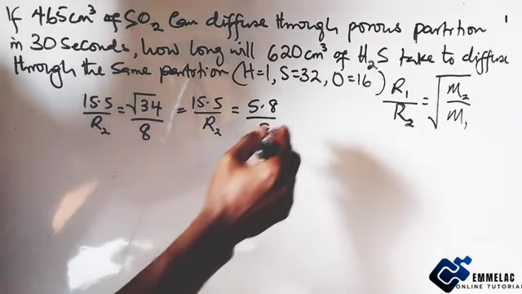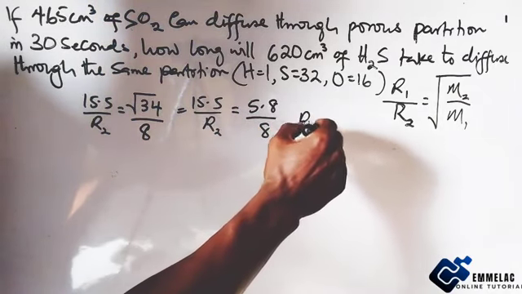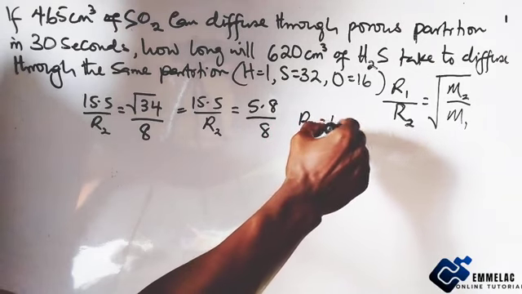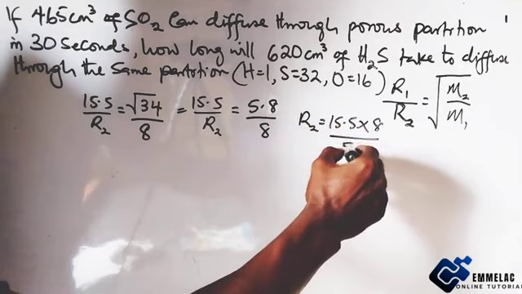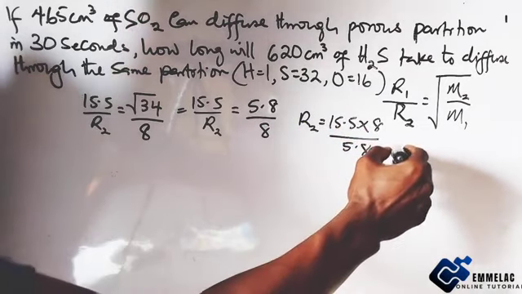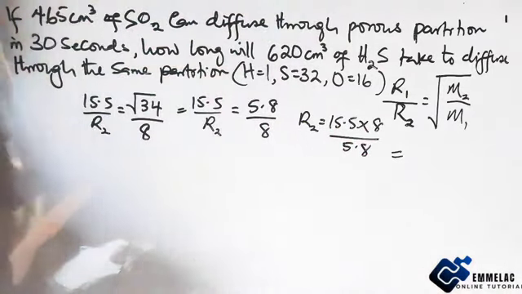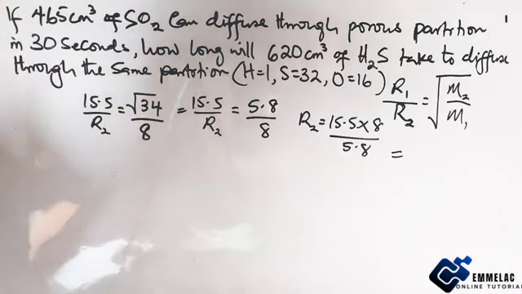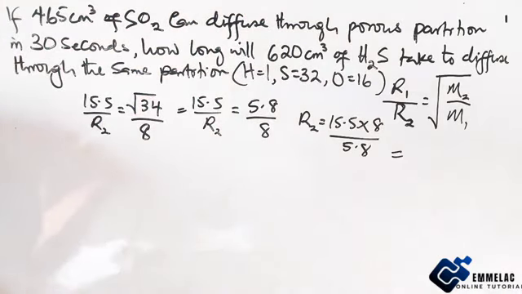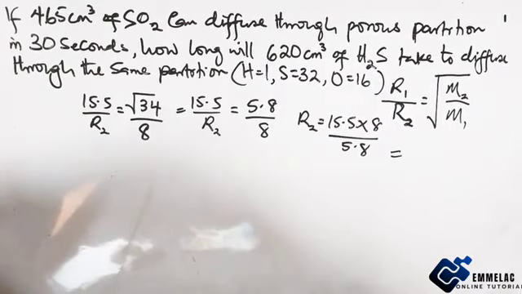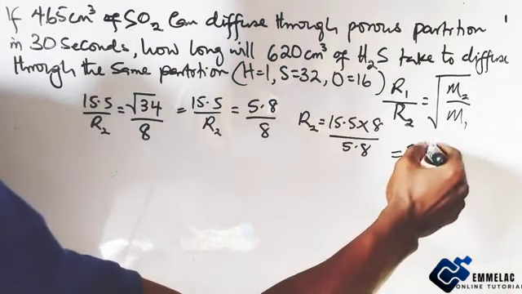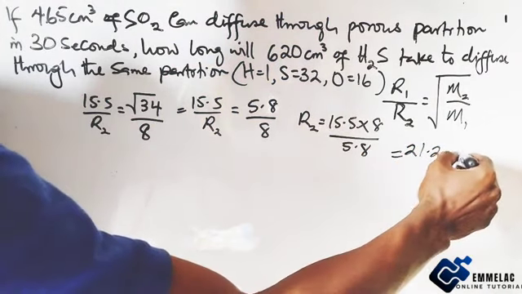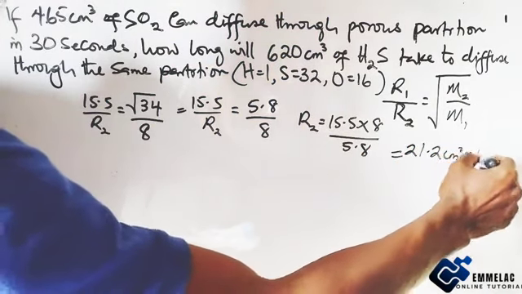Now cross multiplying, we have that R2 equals 15.5 times 8 over 5.8. With this, the rate of diffusion of hydrogen sulfide gas will be, let me punch my calculator and get back. So the whole of this will now be 21.2 centimeter cube per second.